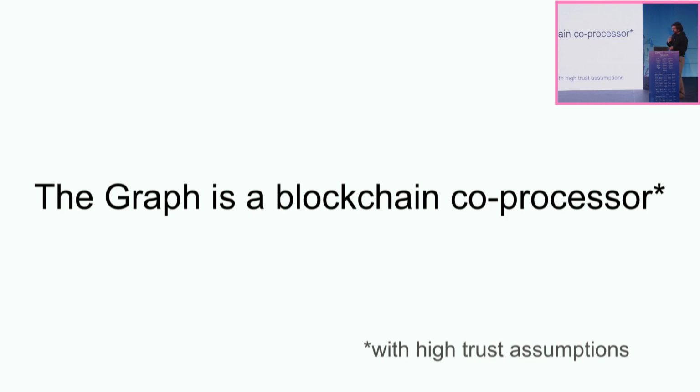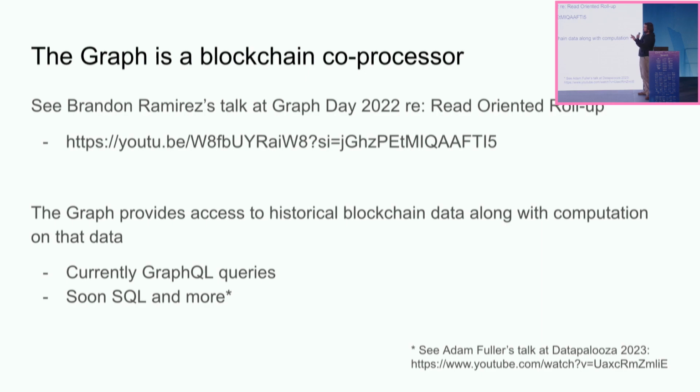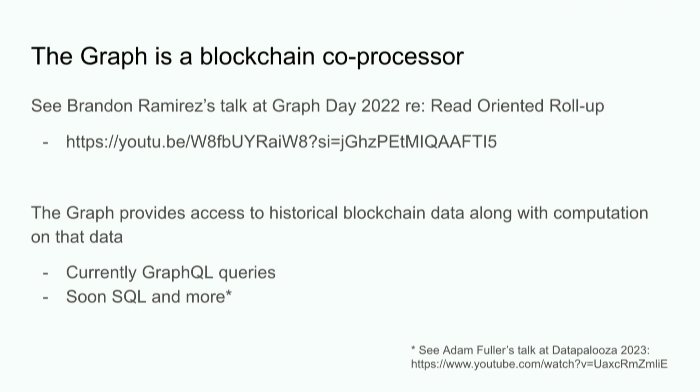And then the final thing here is the graph is a blockchain coprocessor. And I have an asterisk here because currently it has high trust assumptions. So let's dig into this: the graph is a blockchain coprocessor. The first time that I really saw this idea was in Brandon's talk, one of the co-founders of the graph, his Graph Day talk in 2022. He called it a read-oriented roll-up. So basically, reading data from the blockchain, doing some processing on it, so your query transformations, and then returning that data to the consumer.